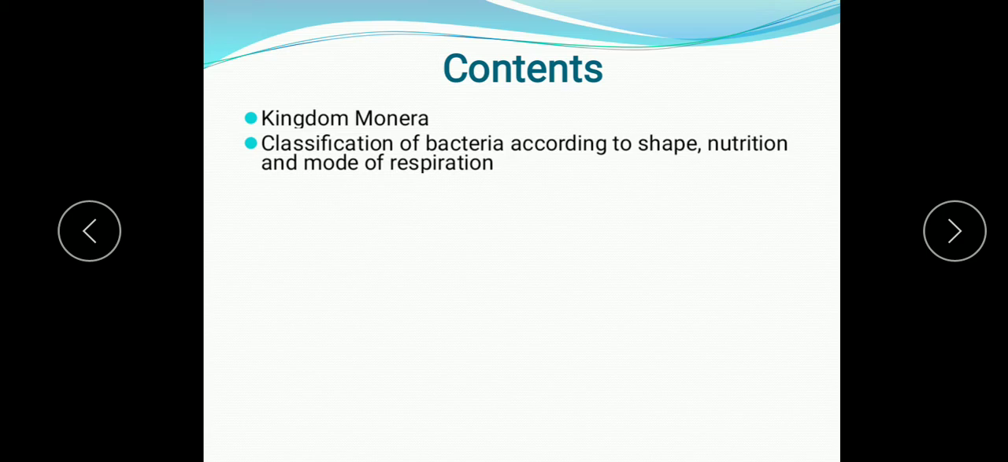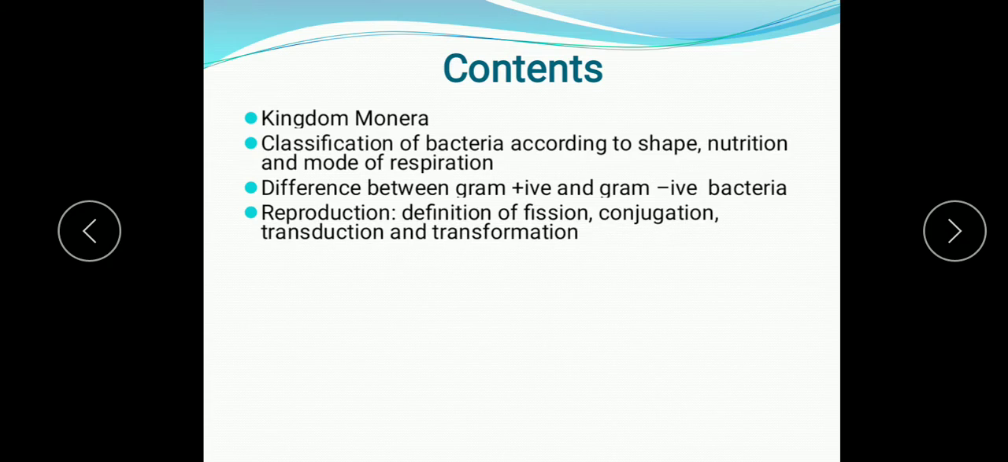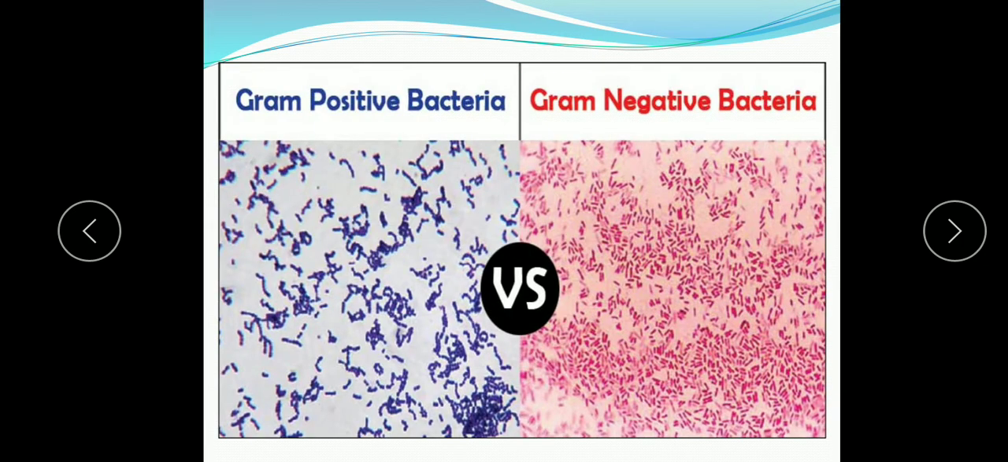Some portion of kingdom Monera we have done in the previous lecture, that is the classification of bacteria according to shape, nutrition and mode of respiration. Today we will study the difference between the gram positive and gram negative bacteria, reproduction in bacteria, all the methods: fission, conjugation, transduction and transformation, then mycoplasma with three distinctive features, then economic importance of the bacteria: the role of bacteria in sewage treatment, antibiotics, energy production and household products, that is curd and cheese only.